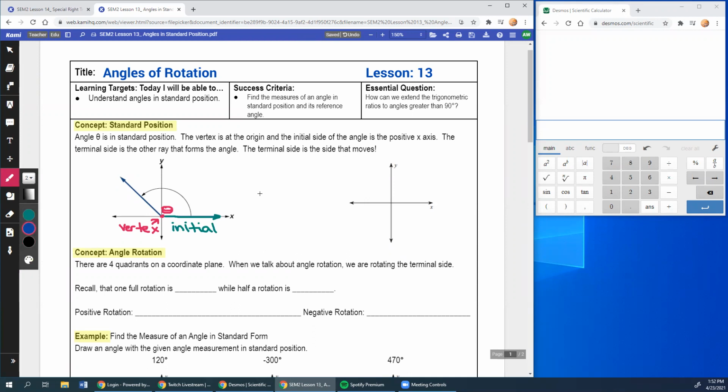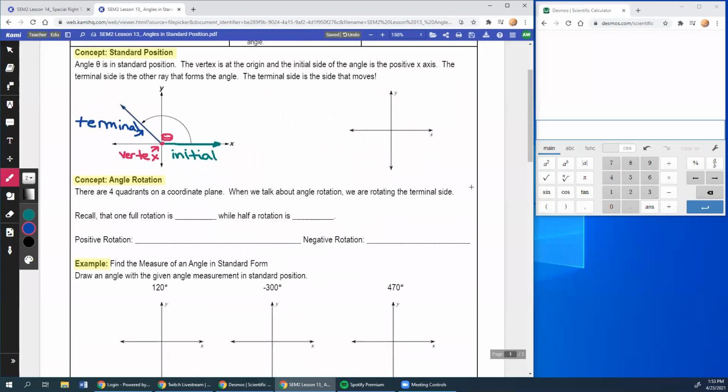And then finally, as you can see, we have one more ray that forms the angle. This ray right here is called our terminal side. And this is the one that moves. This side is what we're going to be moving, and we're going to be doing some drawing and spinning and some fun stuff. And this all comes to angle rotation.